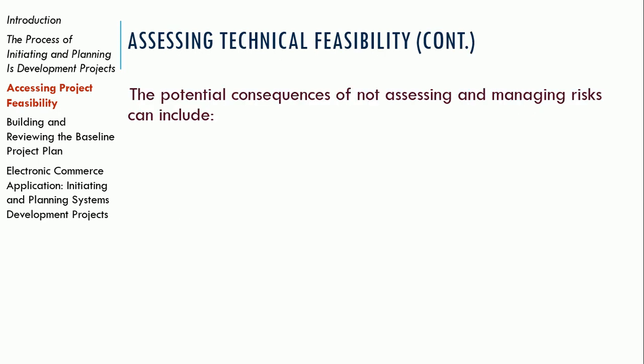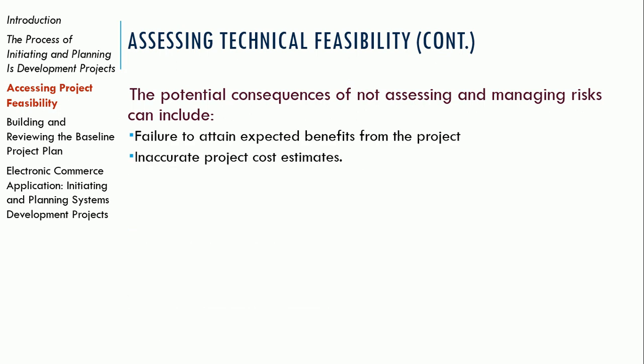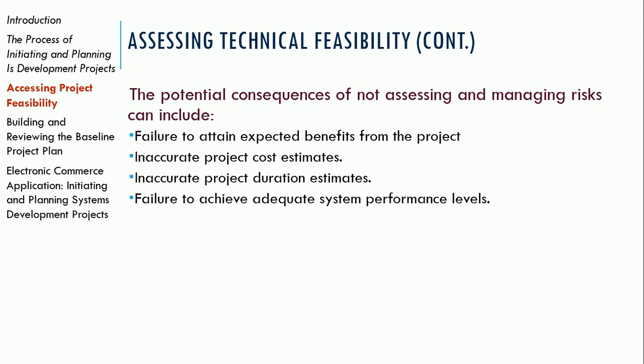The potential consequences of not assessing and managing risks with technical feasibility could be failure to attain expected benefits, inaccurate project cost estimates because of extra training that's needed, maybe extra licensing that you weren't aware of, inaccurate project duration estimates because they have to learn these technologies, maybe we have to build technologies to fit our needs, and failure to achieve adequate system performance levels because maybe the alternative we chose from a technical perspective doesn't have the capability.